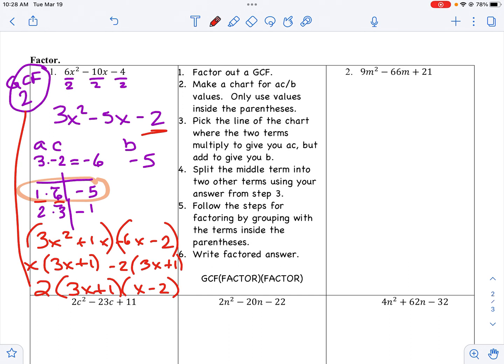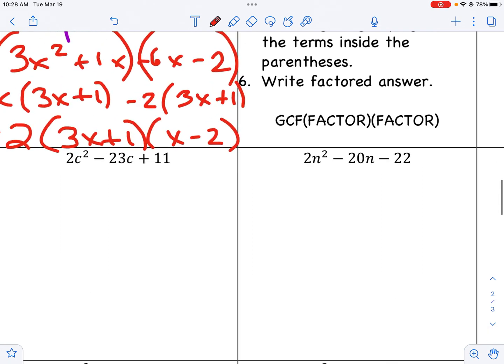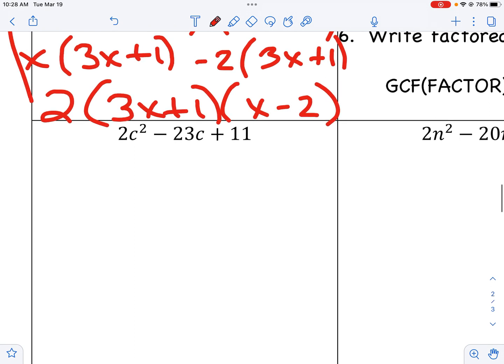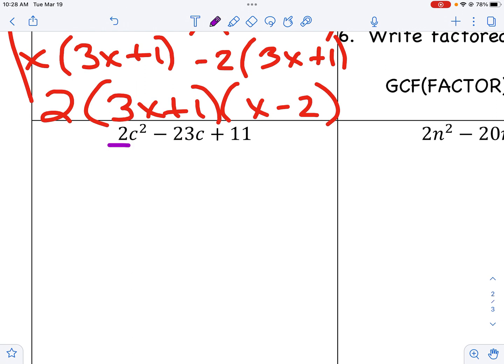All right, let's try another one. Let's try this one directly below it. 2c squared minus 23c plus 11. 2 and 11 don't have anything in common, so there's no GCF on this one. So I'm ready to figure out automatically what is going to make, so 2 times 11 is 22. I look at my chart. I want a positive 11. So I know to make 22, I have options of 1 and 22, or I have 2 and 11.